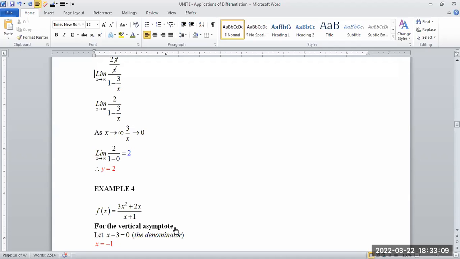Sir, for example 4, is it because you get the 3 divided by 0 just being undefined that there is no horizontal asymptote? Sorry. Hold on a minute, please. I'll still answer you. Hold on.